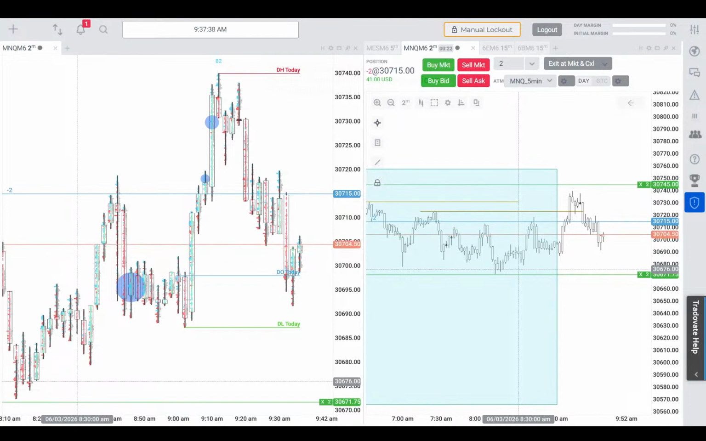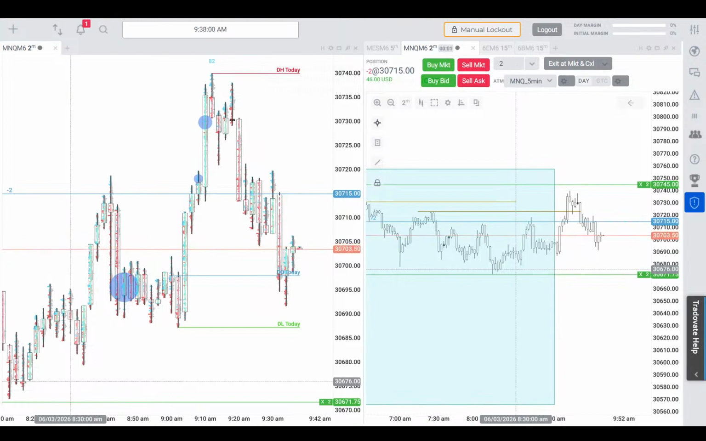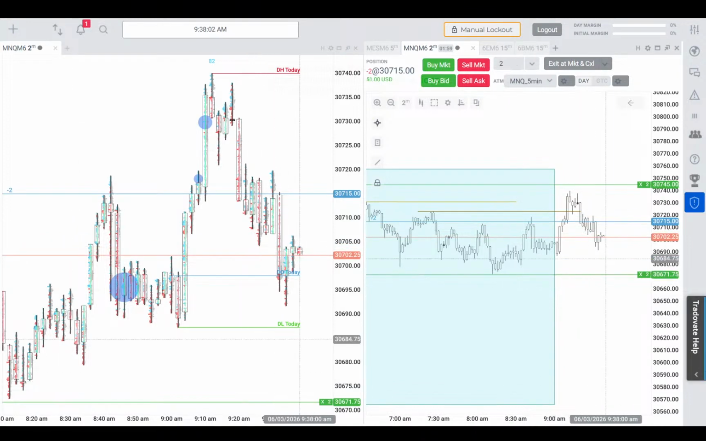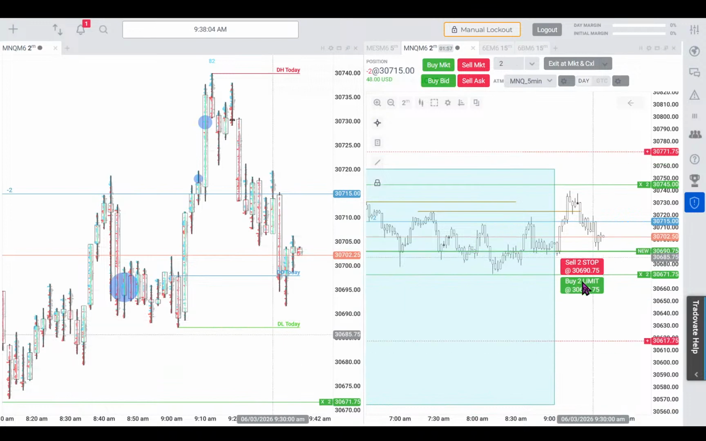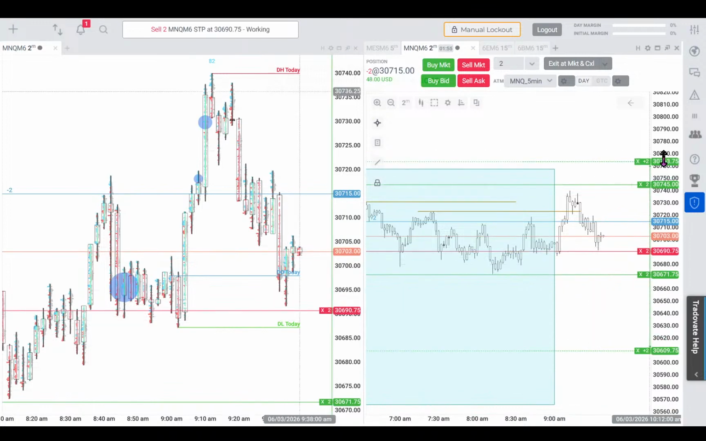Yeah, let's wait. Waiting for the breakdown below that spinner. Let's see now. If it's created like that, right? So what do you think about this logic though? Because let's go here. Order working.